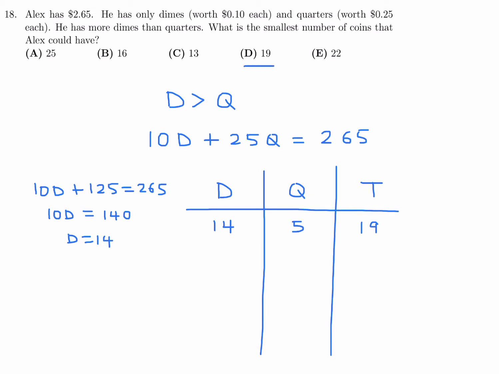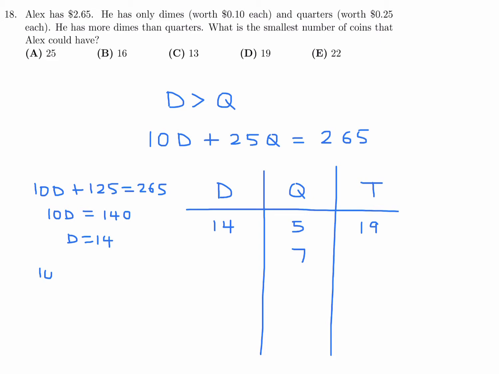Okay, 19 is one of the answer choices, but they want the smallest number of coins. Let's see if I can get fewer coins. Fewer coins if I increase the number of quarters. How about if I go up to 7? I can't go up to 6 because if I have 6 quarters, it'll be 150, and that will mean that 115 cents has to equal the number of dimes, and that's not possible since dimes are not multiples of 5, right? So that's why I'm jumping from 5 to 7.